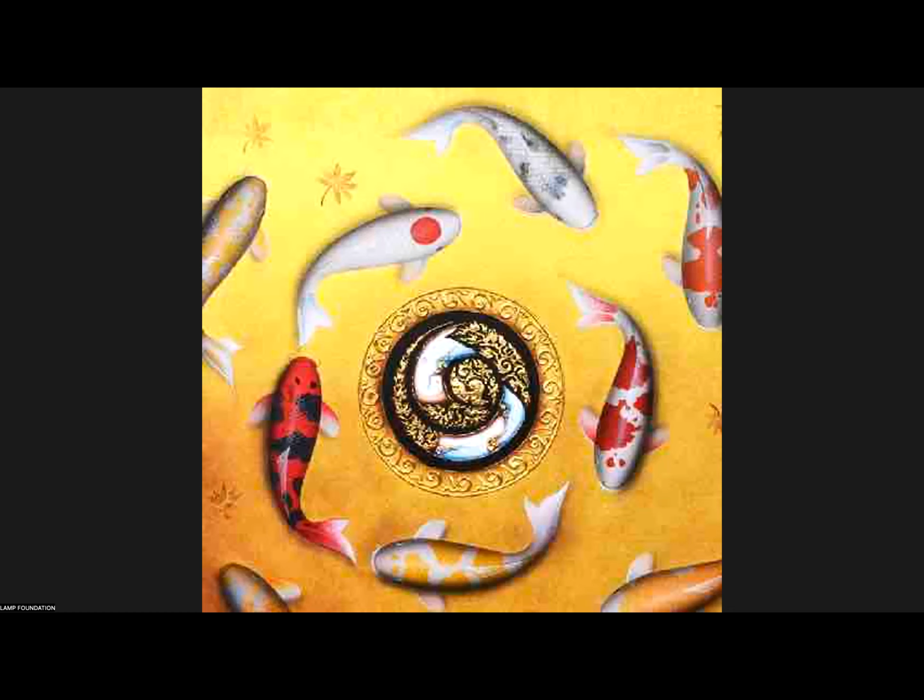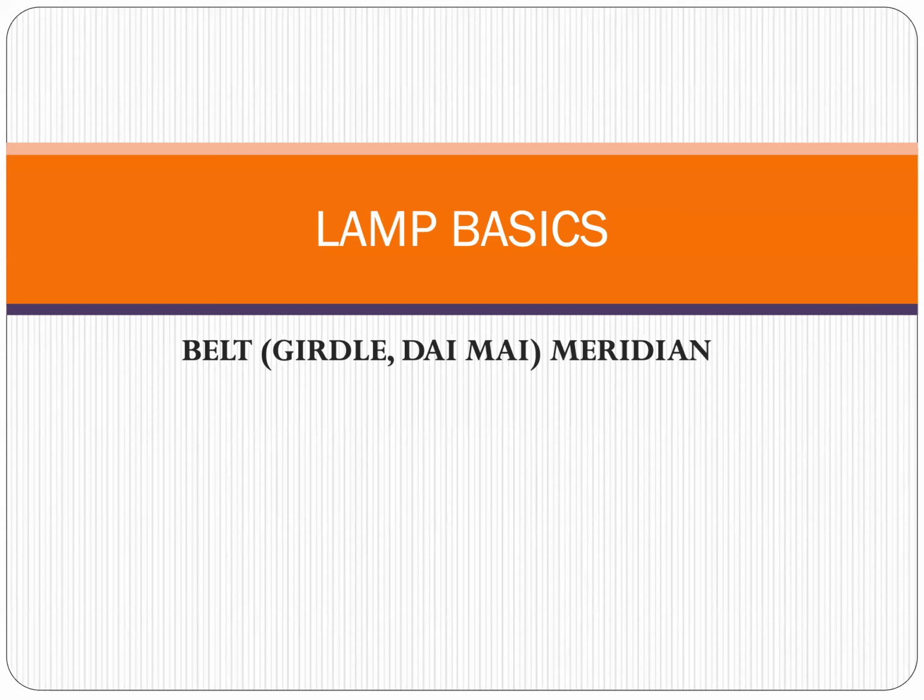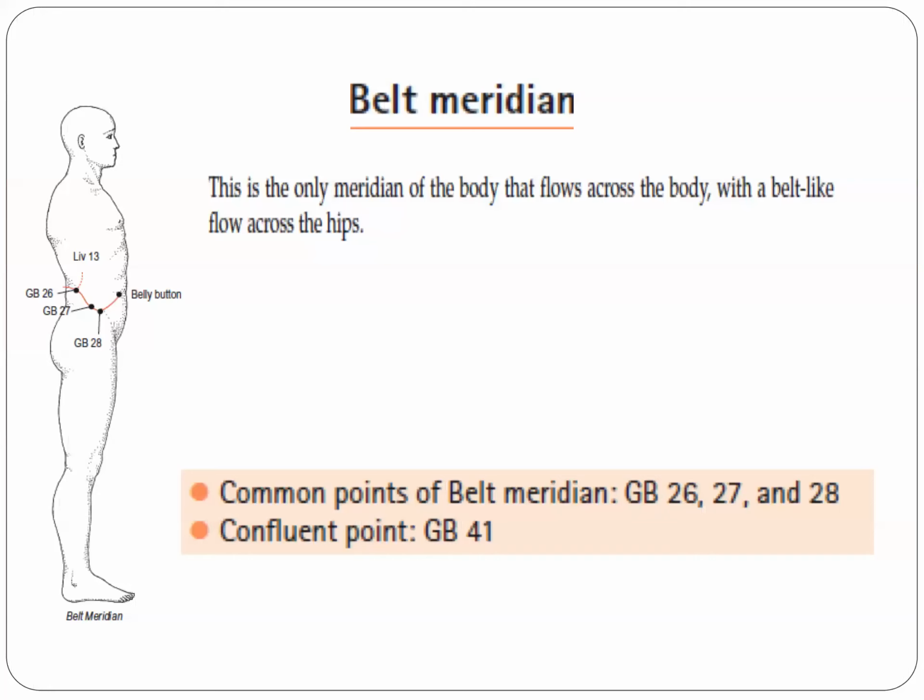We now go to meridian theory. And this time we talk about the belt meridian, or the girdle, or Dai Mai. This is the only meridian of the body that flows across the body with a belt-like flow across the hips.